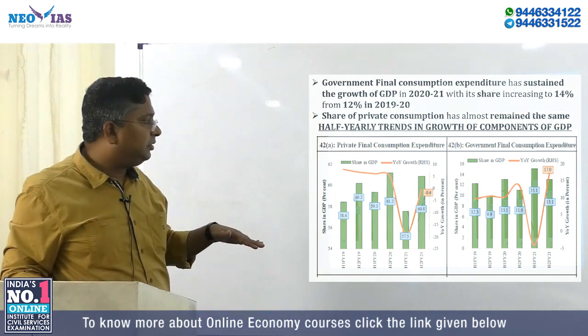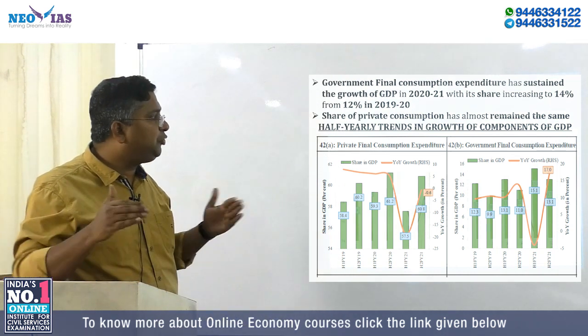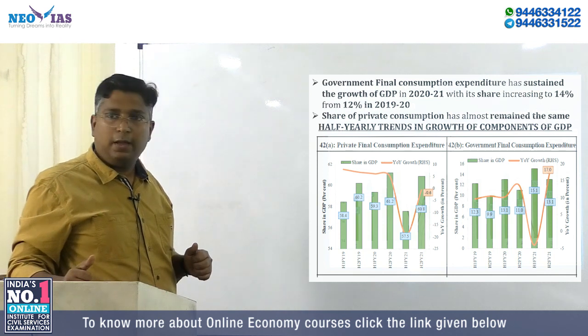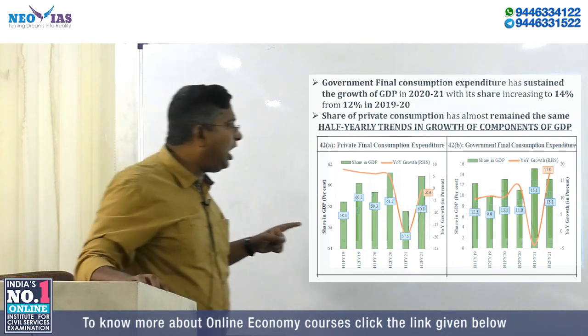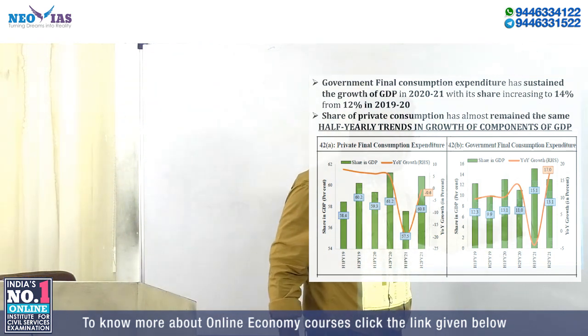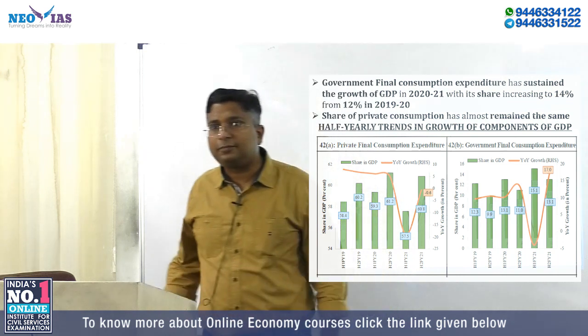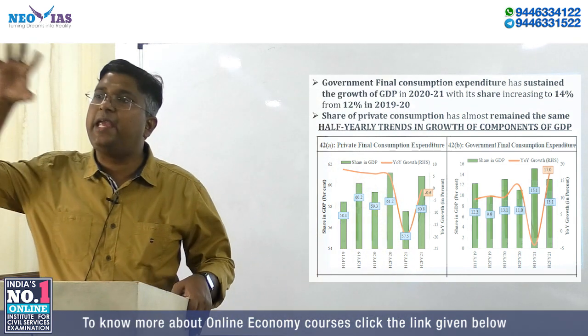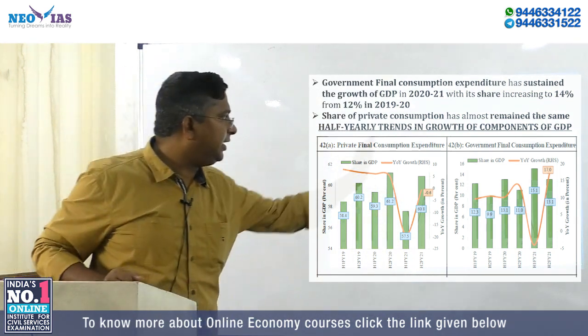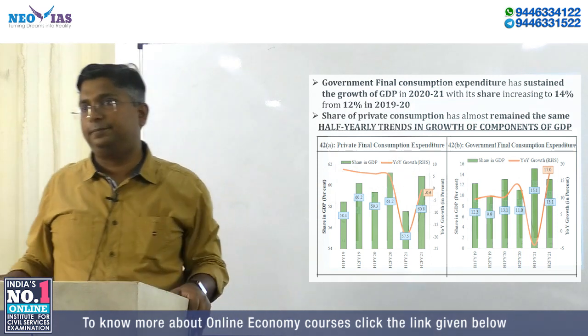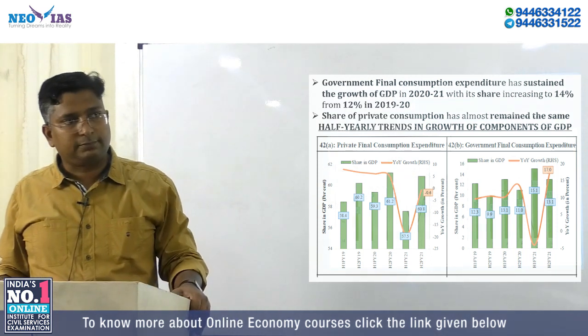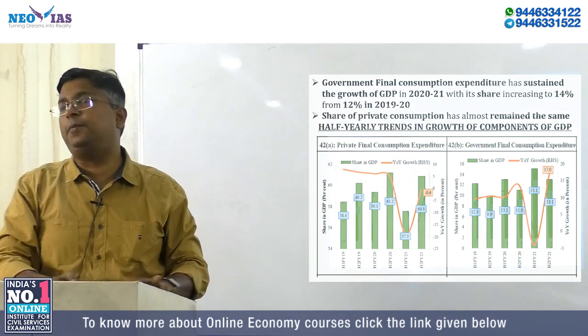On an average, we know that it is moving between 12 to 14%. Now see the first half of 2021. From 11.0 of the previous half, it increased to 15.1. So the government is spending high in the first half and it is reducing in the second half. If you take the entire year, it is 14%.